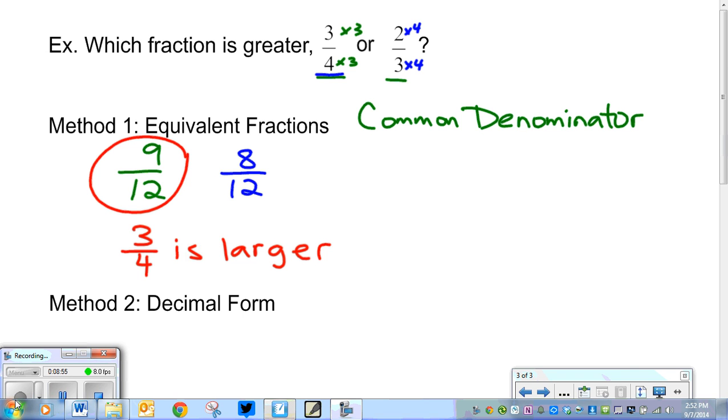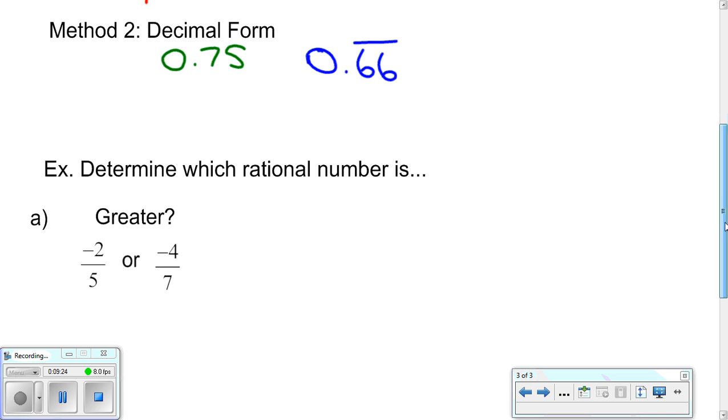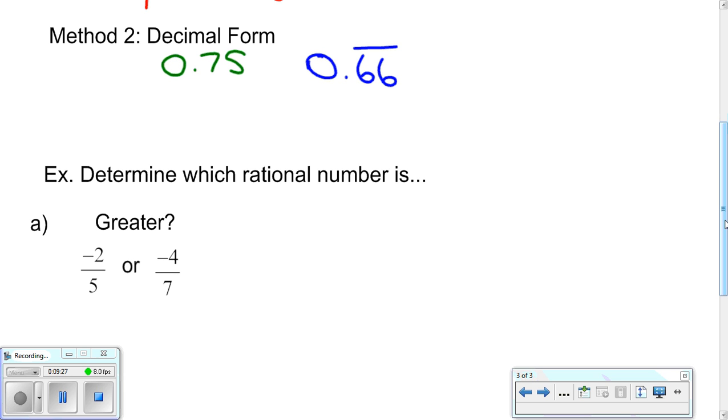The second way we can do this is by turning both fractions into decimals. And a reminder, to turn a fraction into a decimal, numerator divided by the denominator, or top divided by bottom. So we're going to go 3 divided by 4, and we get 0.75. And we go 2 divided by 3, or 0.6 repeating. Because 0.75 has 2 decimal places, I'm going to write 2 decimal places for the 0.6 repeating, just so we're comparing the same number of decimal places. Okay, so now when we compare them, we have 75 cents, or we have 66 cents. So again, 0.75 is larger, so 3/4 is larger.